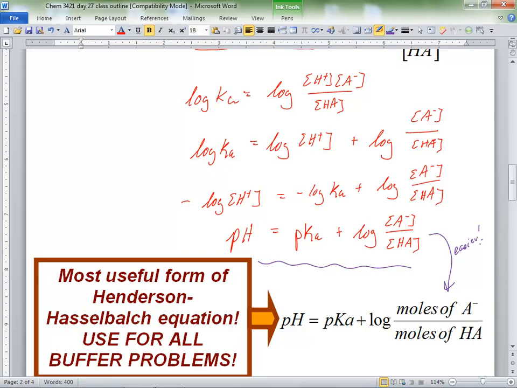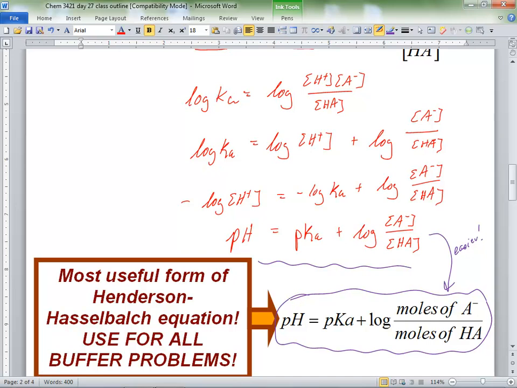Liters will divide. It's the same solution, right? So you have one buffer solution. You have the same volume. So liters divide out. One less complicating factor. It's not a whole lot easier, but it's easier. And actually, in the homework, it will be a lot easier. You don't have to worry about a lot of things. So I think that's the one we should use for Henderson-Hasselbalch equation for all buffer problems.